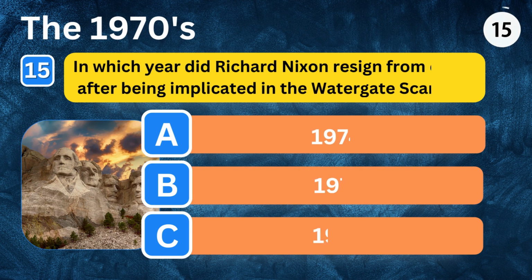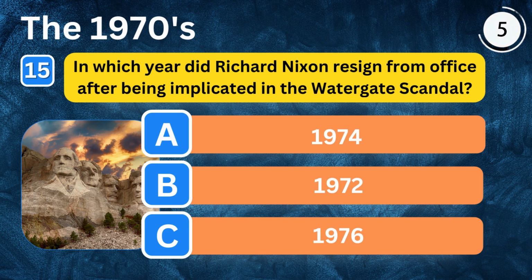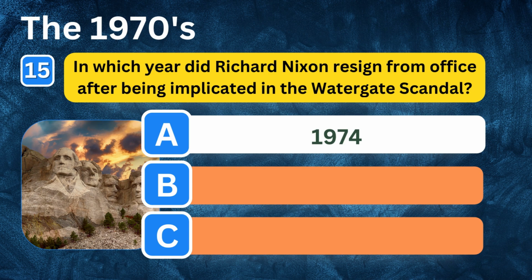Question 15. In which year did Richard Nixon resign from office after being implicated in the Watergate scandal? Was it 1974, 1972 or 1976? And the answer was 1974.